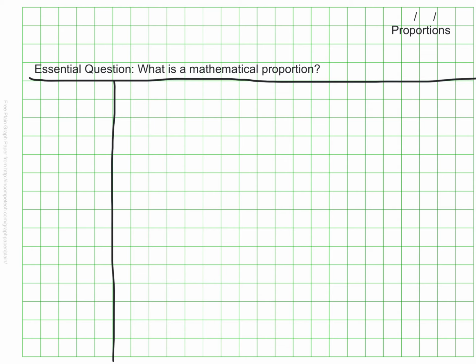Some of us have been using proportions for a while, but we haven't used the term proportion. So let's see what that actually means. A proportion is an equation, and in the equation it states that two ratios are equal, that they are connected and related.